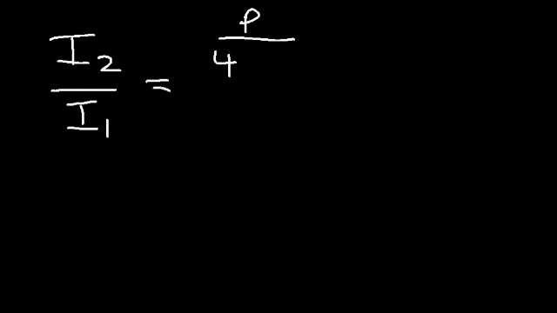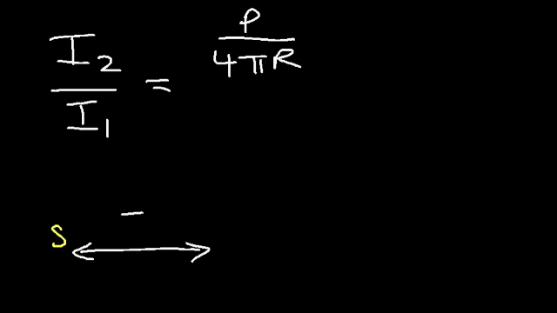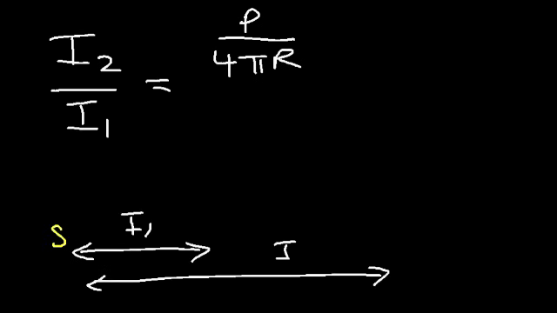Now there's an equation that can help us get that answer, but let's talk about how to derive the equation first. We're going to take the ratio of two intensities, I2 divided by I1. The intensity is the power divided by the surface area. Let's assume that these are the different intensities for the same source S, at different distances. The source is going to have the same power, represented by P. However, R is going to change.